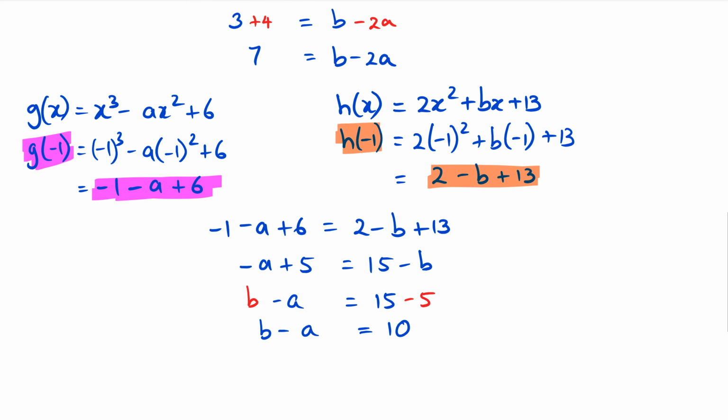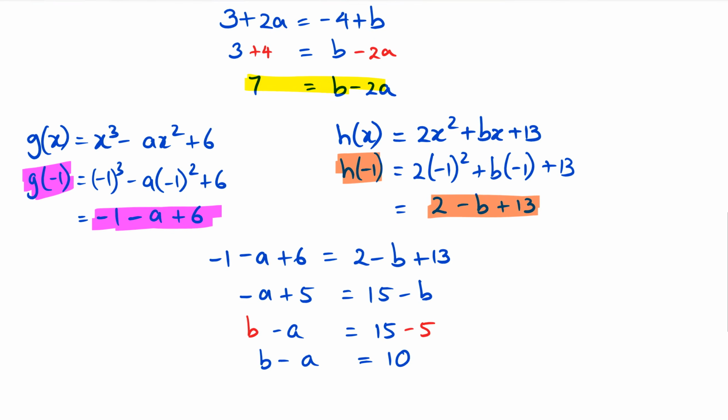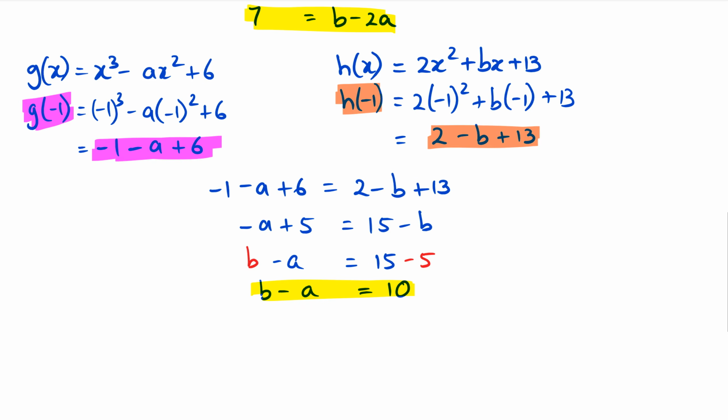So what I've set up now is that I've actually got two simultaneous equations, because here is one of my linear equations and here is my second linear equation, and I need to work them out together. So I'm going to write that down here. So I've got 7 is equal to b minus 2a, and then 10 equals b minus a. Yep, so far so good.